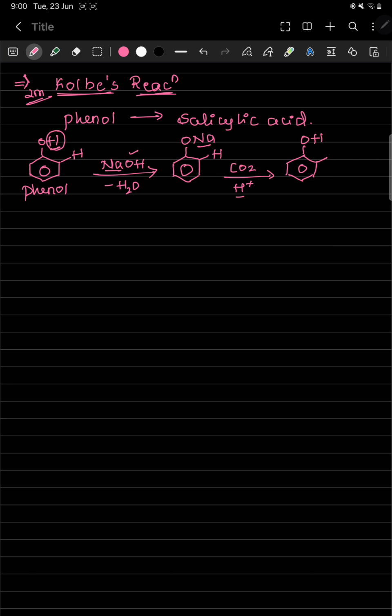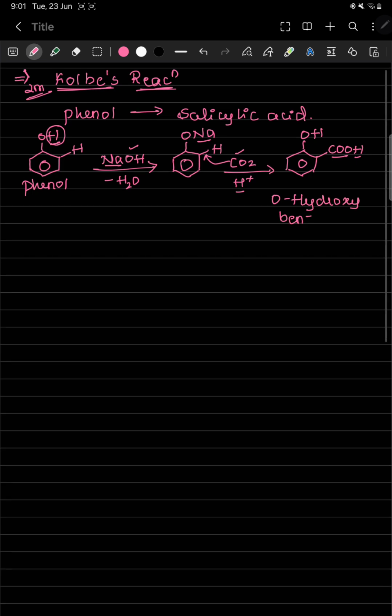Next, what will happen? This CO2 is there. This CO2 will be added in between C and H, meaning here it will become COOH. Already H was there, and we added CO2. So this is called ortho hydroxy benzoic acid. This ortho hydroxy benzoic acid is also called salicylic acid. So this is how your Kolbe's reaction works.